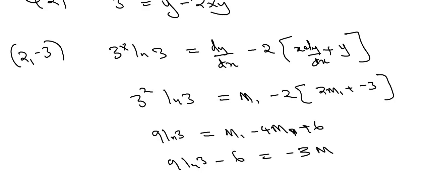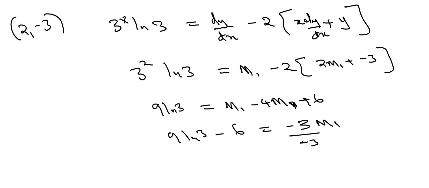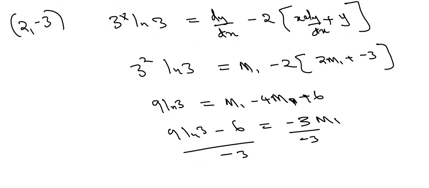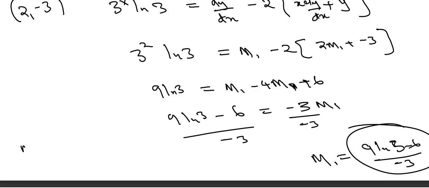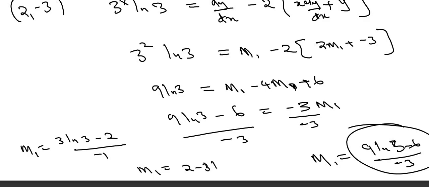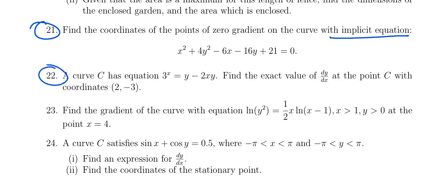This is the same thing. This is negative. Divide by this, then divide by that. Yeah, so the answer should be, the gradient is the same as, just leave it the way it is without even simplifying, but you can simplify it because 3 can divide everything, right? That's the exact value of the slope. 3 ln 3 minus 2, down there is a negative 1, which is the same as 2 minus 3 ln 3. So that's the slope. That's how we do question number 22.